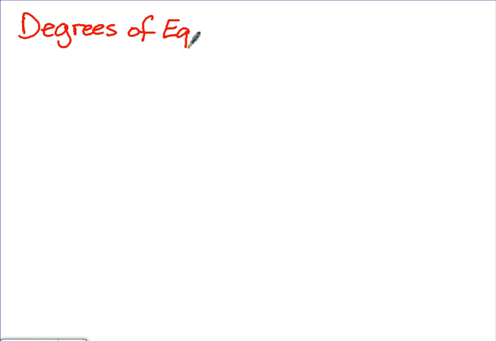All right, when we talk about degrees of equations, we're talking about two different things. We can either talk about the degree of the equations themselves, or we can talk about the degree of the terms in those equations. All right, so let's talk about a degree of terms, first of all.